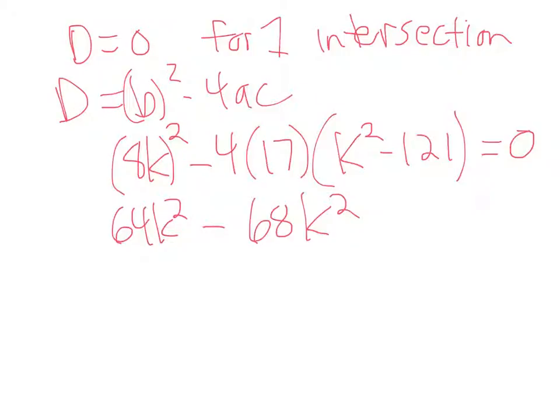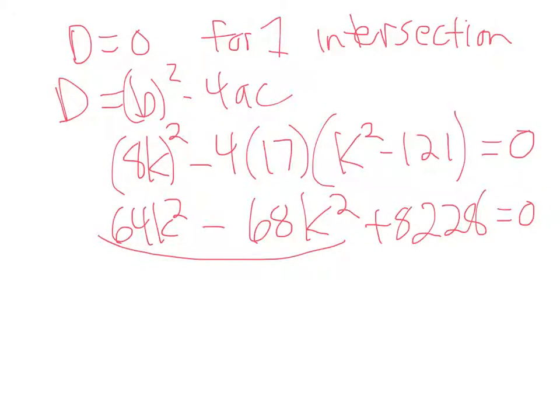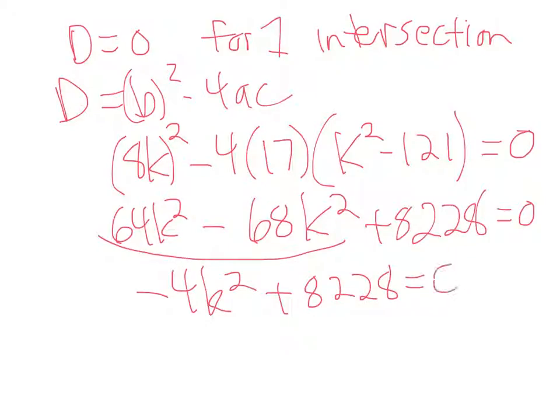Lastly, I do negative 4 times 17 times negative 121. Two negatives make a positive, and that works out to 8,228. And that equals 0 because we're creating a tangent. Next step is to simplify this: negative 4k squared plus 8,228 equals 0.